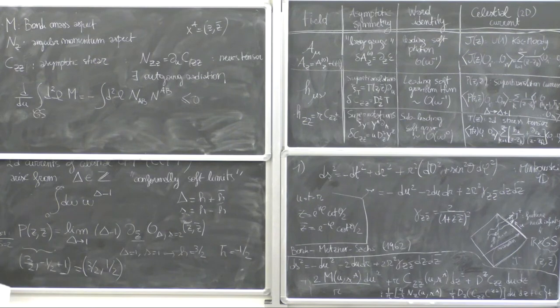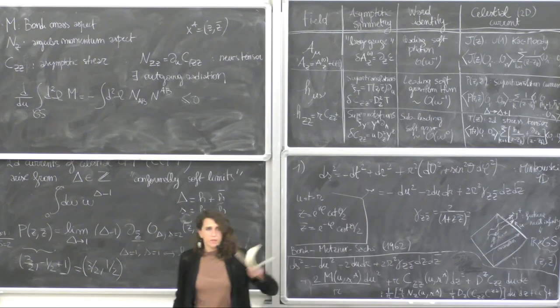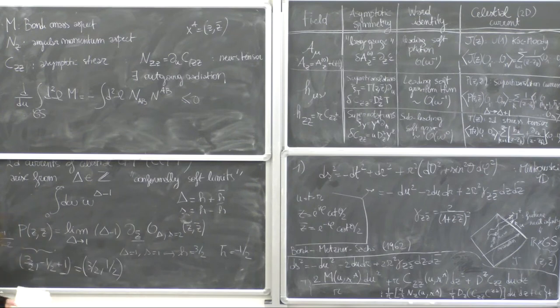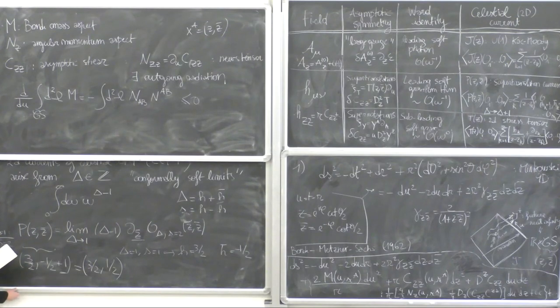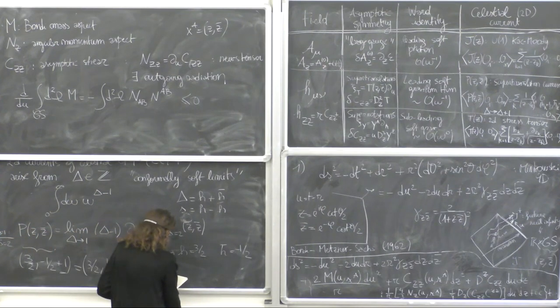So you see that we call it a current, but it's not a current in the usual sense, in the sense that the U(1) Kac-Moody current has weights 1, 0, the stress tensor is a 2, 0. This guy is a 3/2, 1/2. But again, we have to include this guy, and it provides actually a strong constraint on the dual celestial conformal field theory.